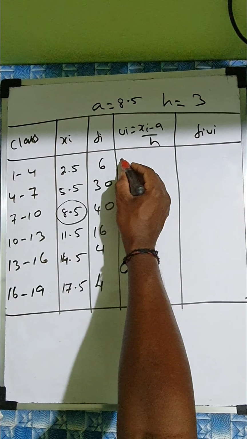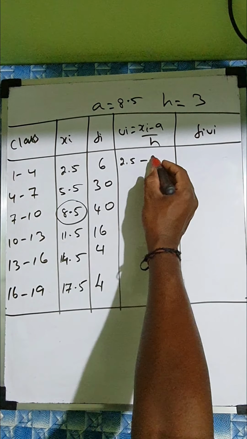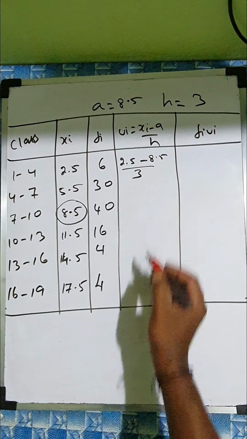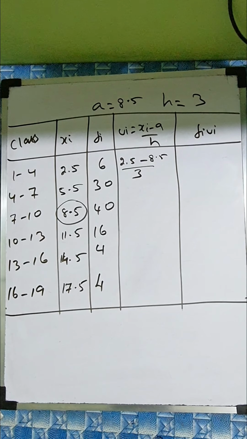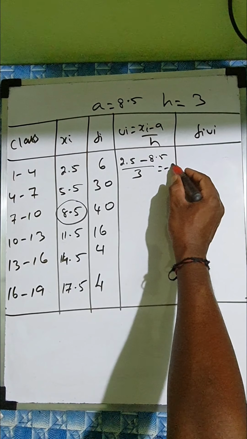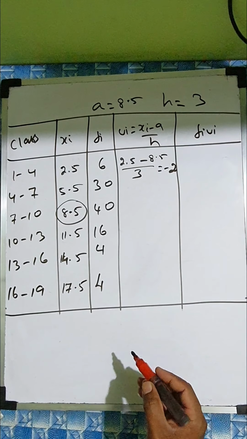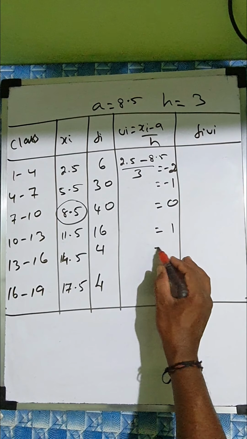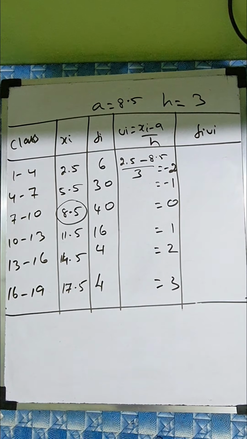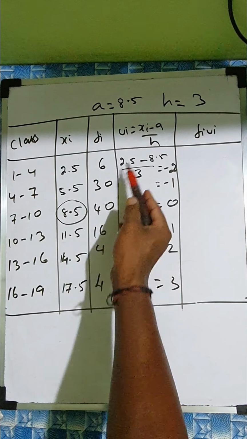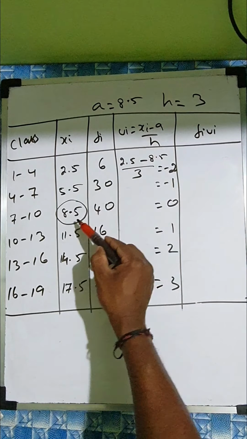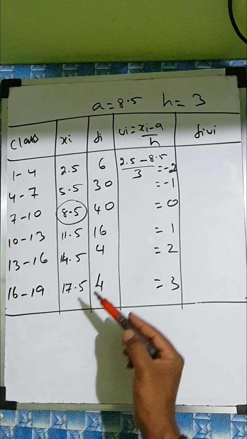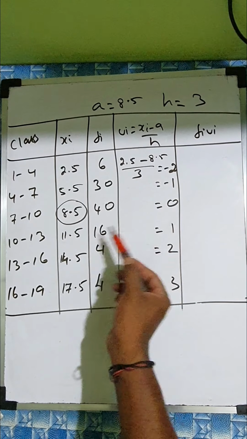Xi is 2.5 minus A, which is 8.5, divided by 3. So 2.5 minus 8.5 is minus 6, minus 6 divided by 3 is minus 2. Again, we can get minus 1, 0, 1, 2 and 3. Actually 5.5 minus 8.5 is minus 3, and minus 3 by 3 is minus 1. And 8.5 minus 8.5 is 0, which comes straight.